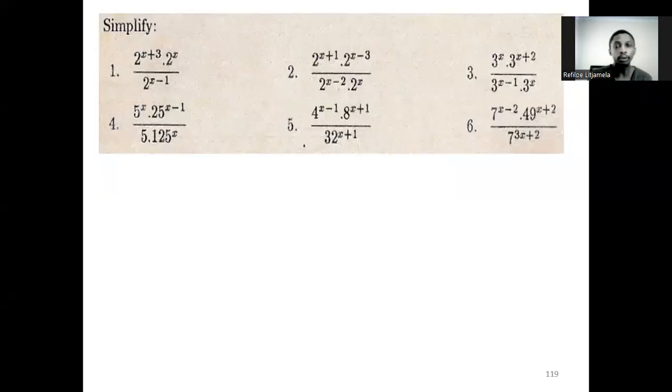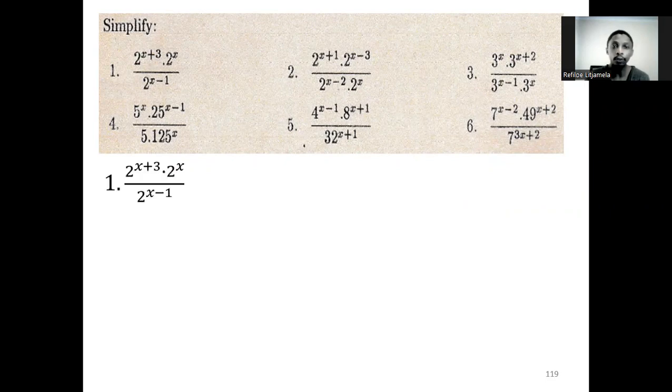Let's start with number one. You're going to add the numerator exponents because you're multiplying the bases that are the same, which is 2. That'll give you 3x plus x plus 3 plus x. Like terms, which is x and x, you're going to add them up. Those will give you 2x. So you'll have 2x plus 3. In the denominator, you have x minus 1.